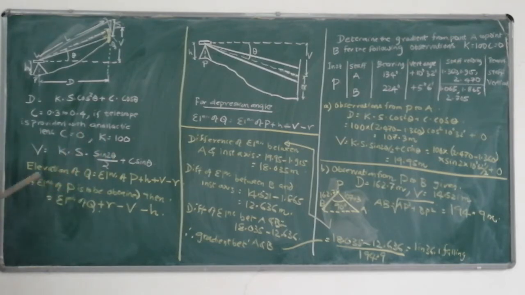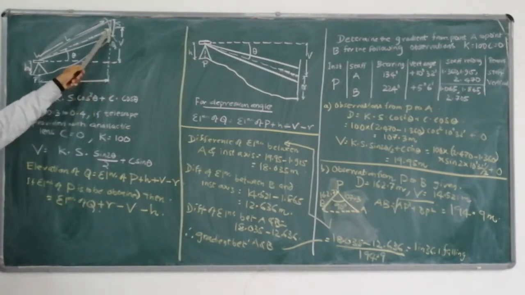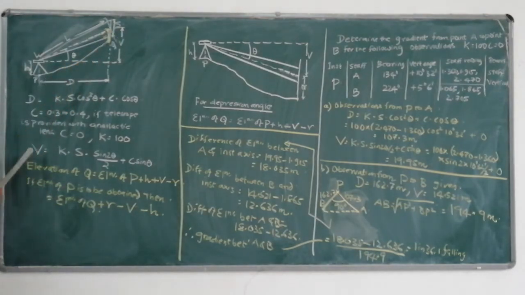Now V is what we have seen in the figure here. This V, from the horizontal line of sight to the central wire reading, has been obtained from the derivation as equal to K into S. S is the staff intercept. Here also S is the staff intercept. Staff intercept means what?